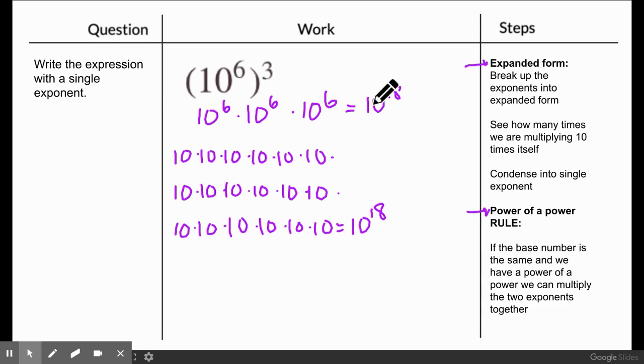But now we go back a step even further to make this the most simple by using our special rule, where if we have a power to a power, because we know 10 to the power of 6 to the power of 3 gives us 3 powers of 6, we can multiply these two numbers in the exponents to give us 6 times 3, which is 18, which gives us our answer of 10 to the power of 18.